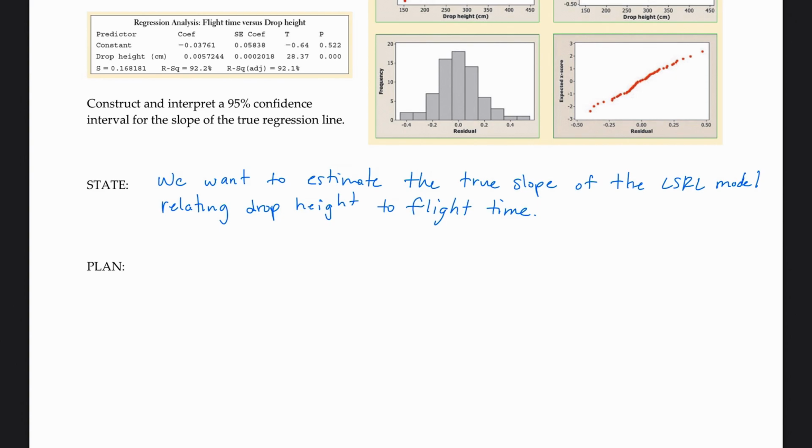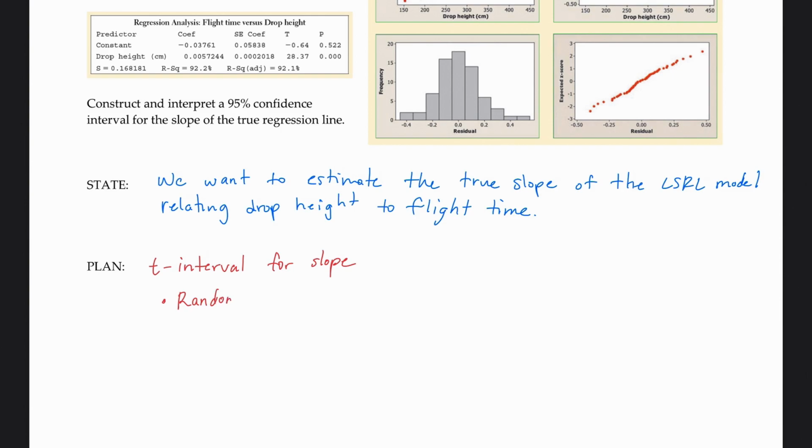Now we're going to go ahead and plan. This is going to be called a t-interval for slope. Just like before, it was a t-test for slope. This time, though, we're constructing an interval, so this is a t-interval. There's some info that I didn't really give in the context, because I kind of ran out of space. So I'll get you started on your conditions here.